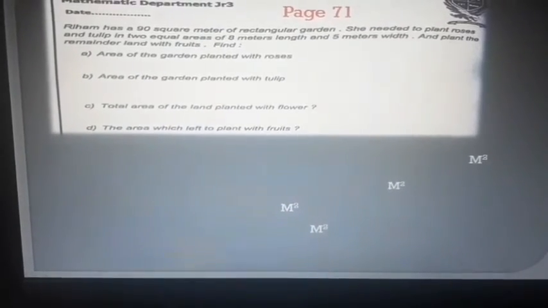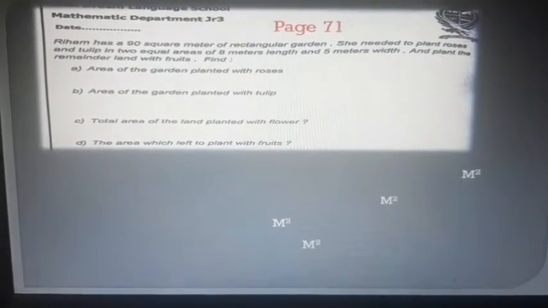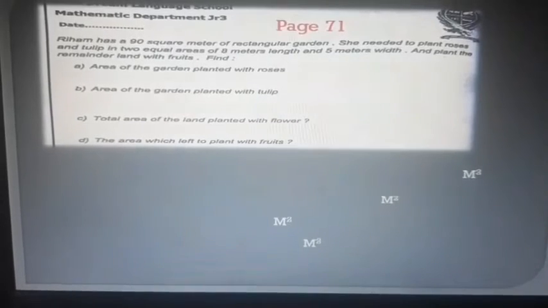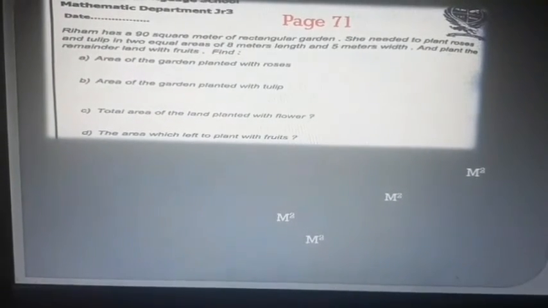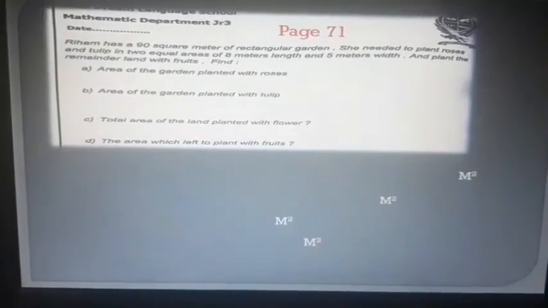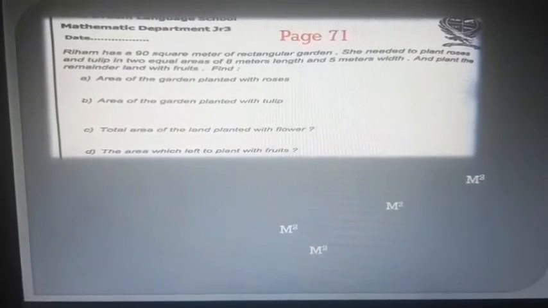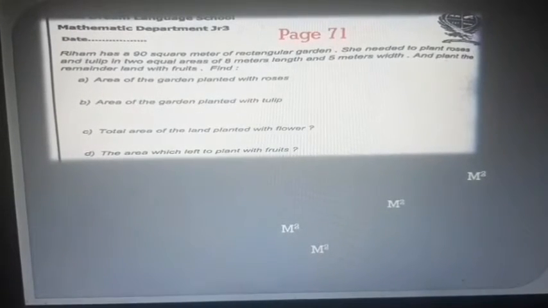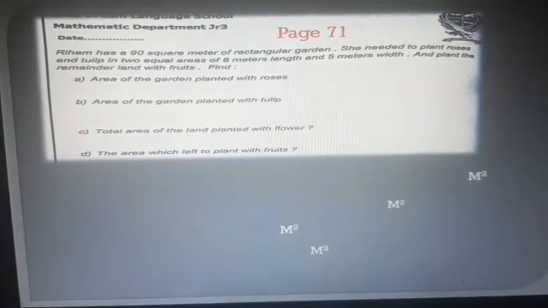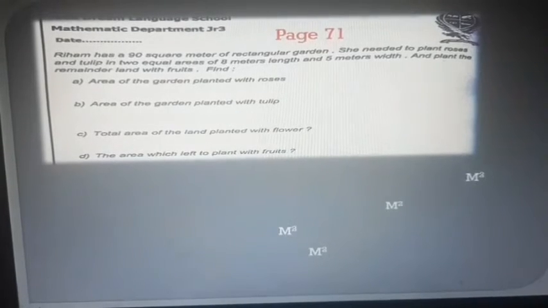here page 71, I have a new problem. Riham has a 90 square meter rectangular garden. She needed to plant roses and tulips in 2 equal areas of 8 meter length and 5 meter width. So I have a rectangle with 2 dimensions, 8 meters and 5 meters, okay? And plant the remainder of the land with fruit. Number 1, he wants the area of the garden planted with roses.